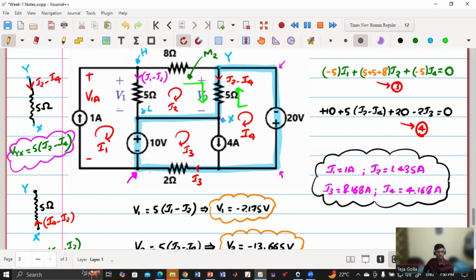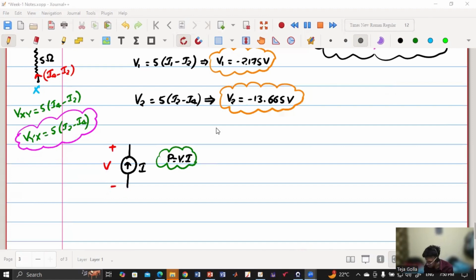What is V1 ampere? Like the voltage across the current source. V1 plus 10, I agree. Yes, Shivam Kumar, V1 plus 10. So the voltage is V1 plus 10 and the current is 1 ampere. So now we'll get power delivered by this 1 ampere is 10 plus V1 into 1.